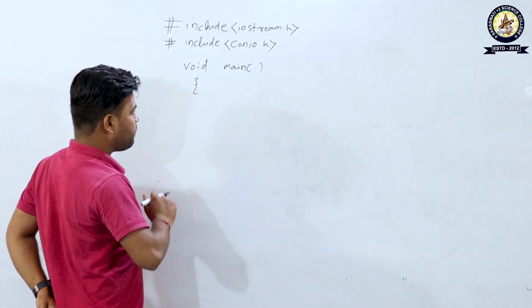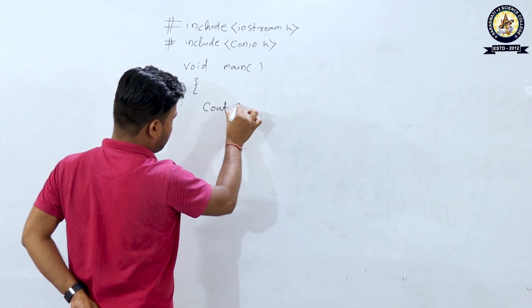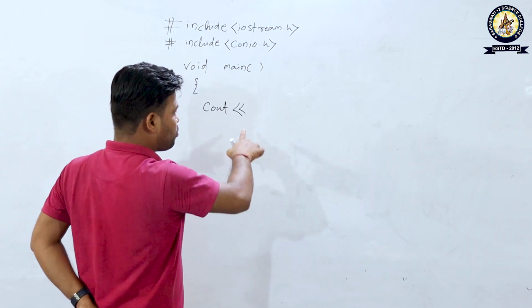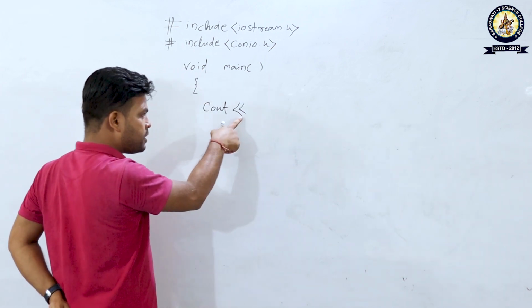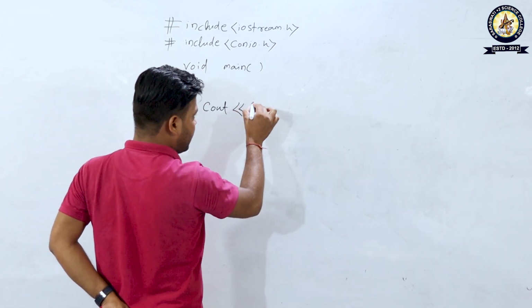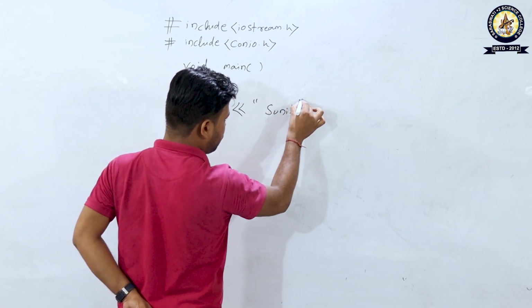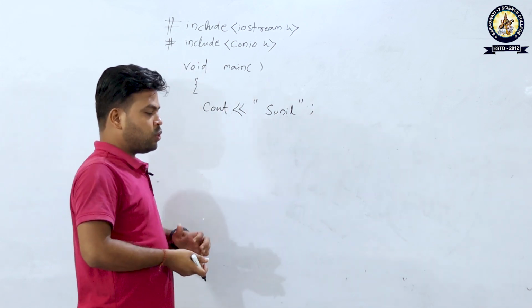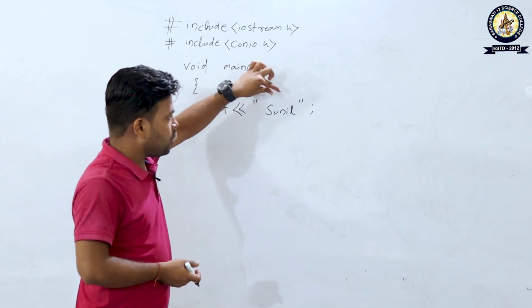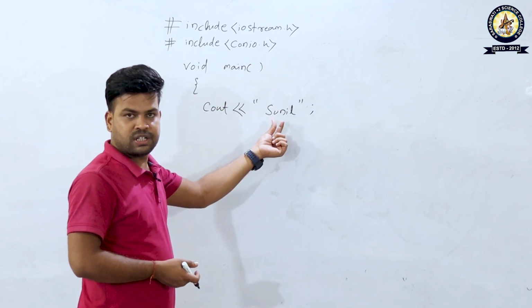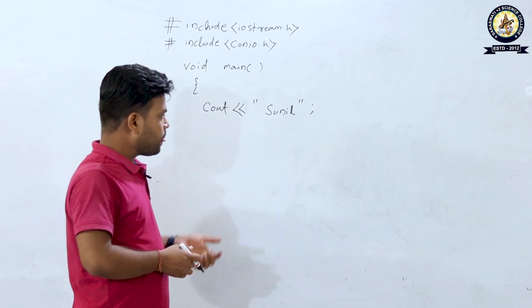Next you have to write the cout function. This is followed by the extraction operator. Suppose my name is Sunil. Now I am writing Sunil in double quotation marks. If you want to print a message or a sentence using the cout function, you have to use double quotation marks.